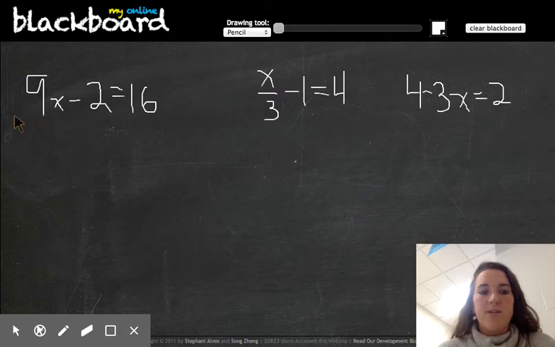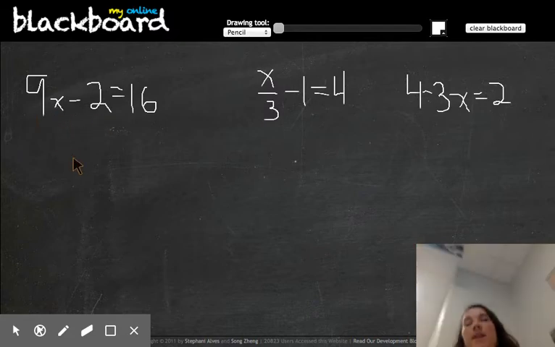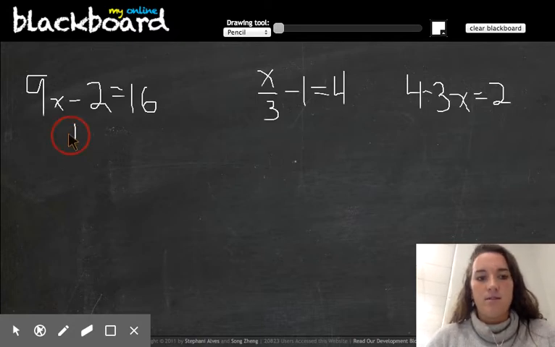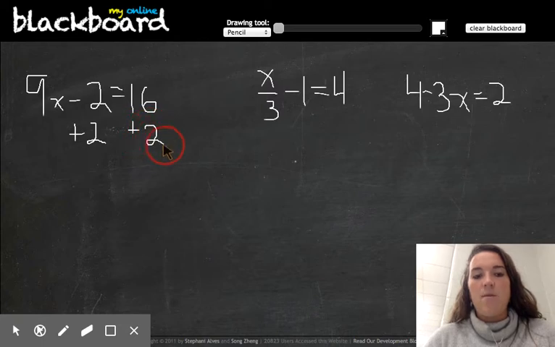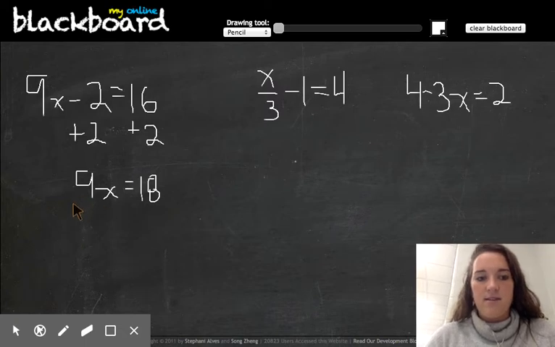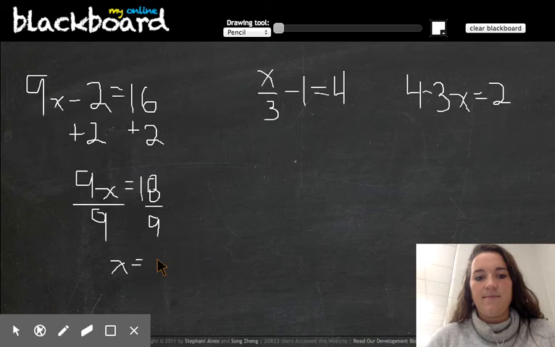If we look at this side of the equation, we have 9x minus 2. We need to get rid of that minus 2 on that side of the equation. How can we undo that minus 2? Add 2 on both sides. Now what are we left with? We're left with 9x equals 18. Now what's the last step I can do? I can divide by 9 on both sides. And I'm left with x equals what?